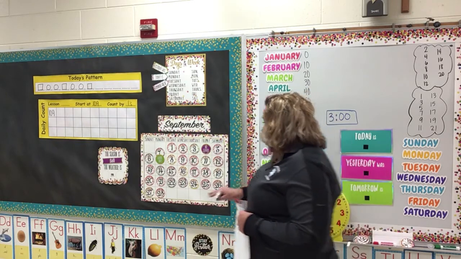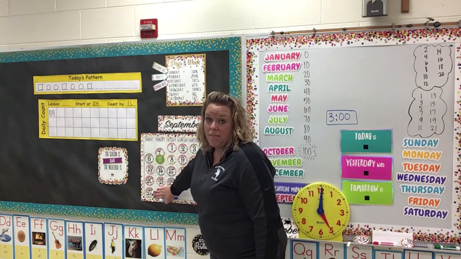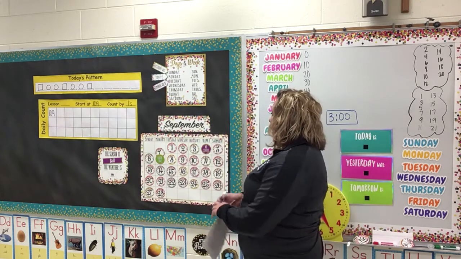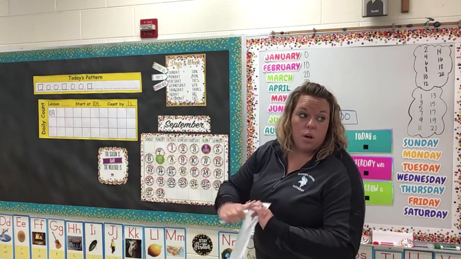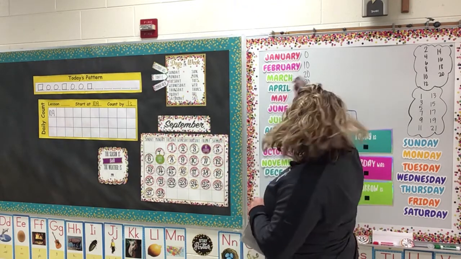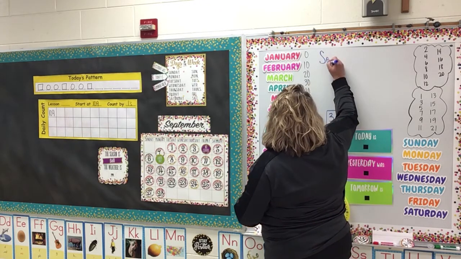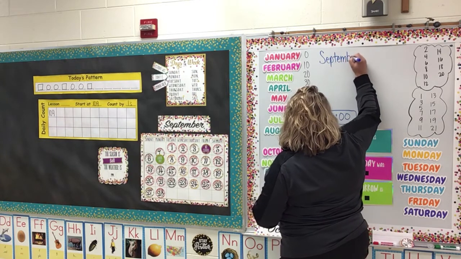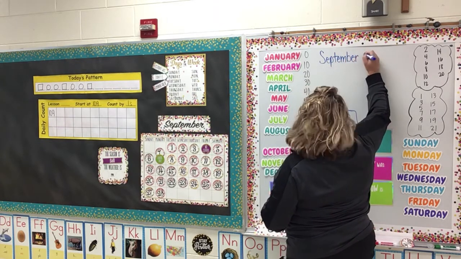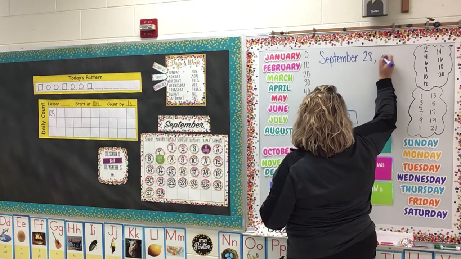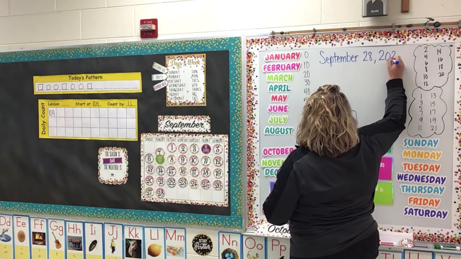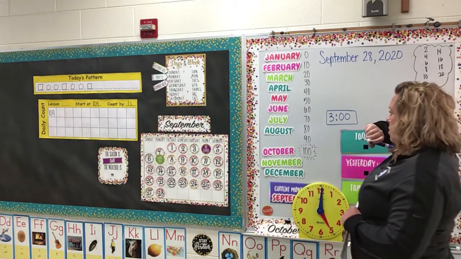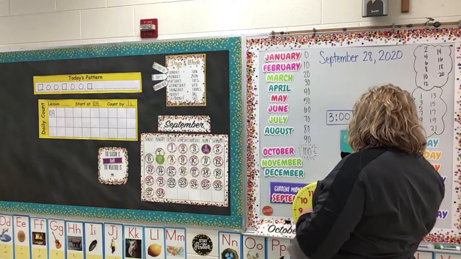Okay. Yesterday was the 27th. If yesterday was the 27th, today is the 28th. And what year are we in? We are still in the year 2020. S-E-P-T-E-M-B-E-R, September 28, comma, 2020. That is your date, September 28th, 2020.